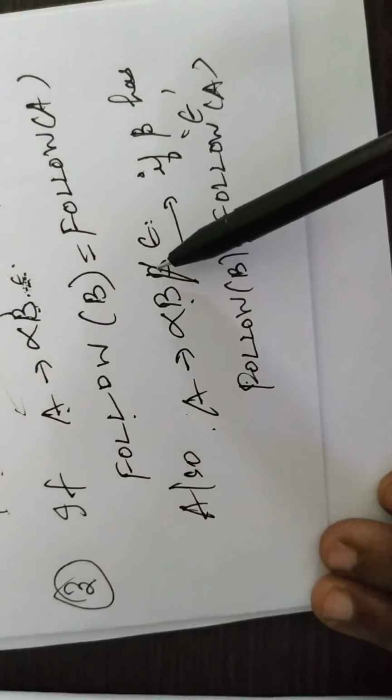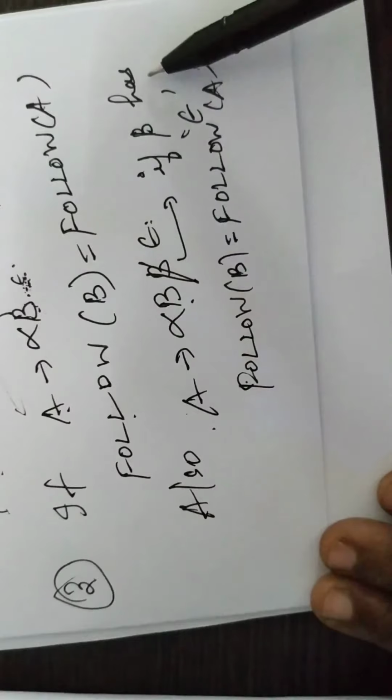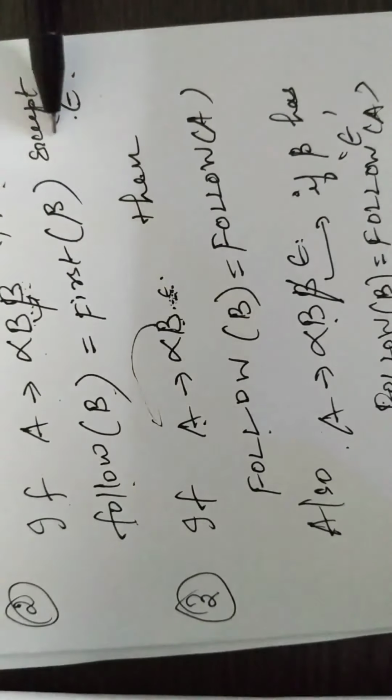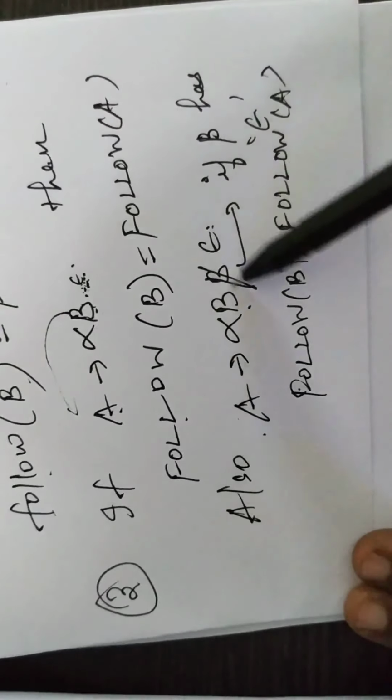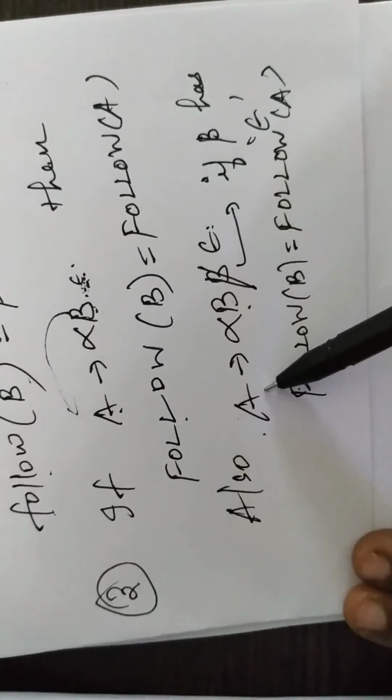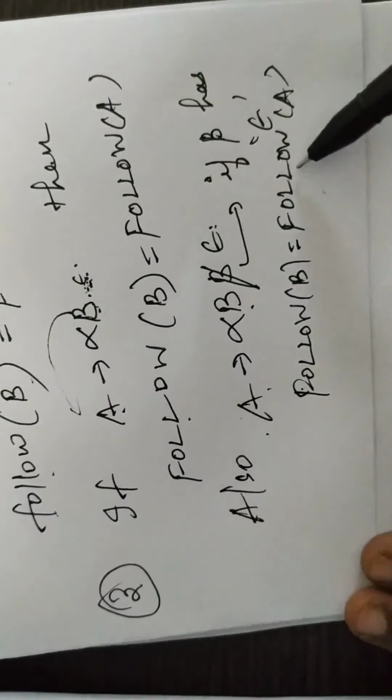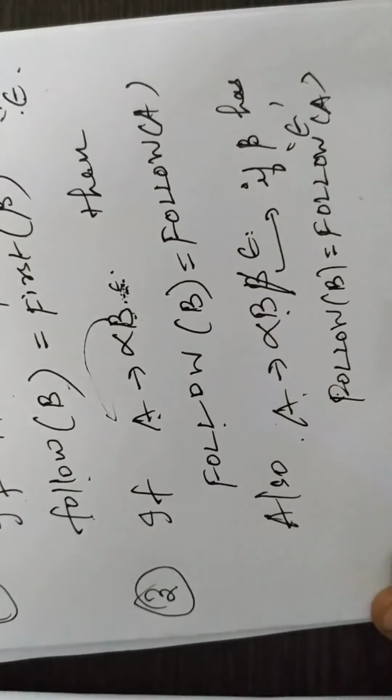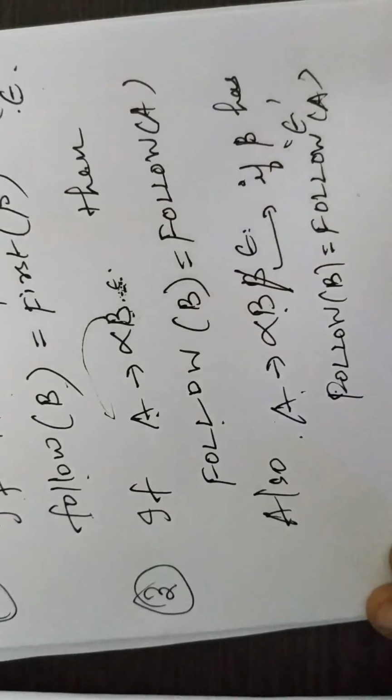Also, if beta derives some epsilon, then follow of B is your follow of A. Now let us discuss one example for follow. We take the same grammar used for the first computation.